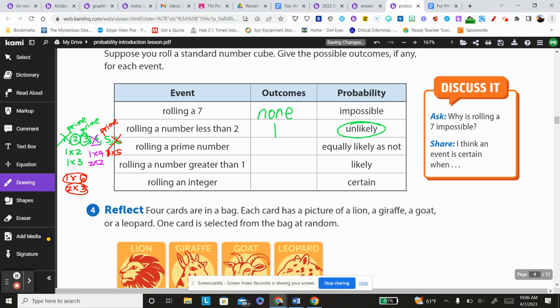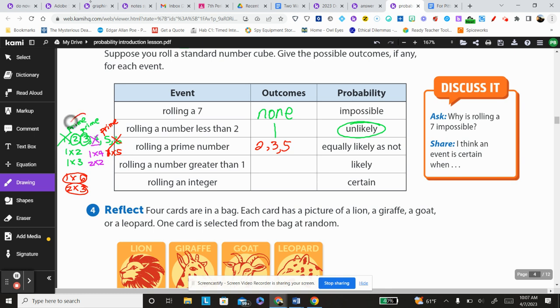Okay, so what are my only prime outcomes? 2, 3, and 5. Rolling a prime number is equally as likely as not rolling a prime number. Why? How many prime numbers were there? How many are not prime? 1, 4, and 6.